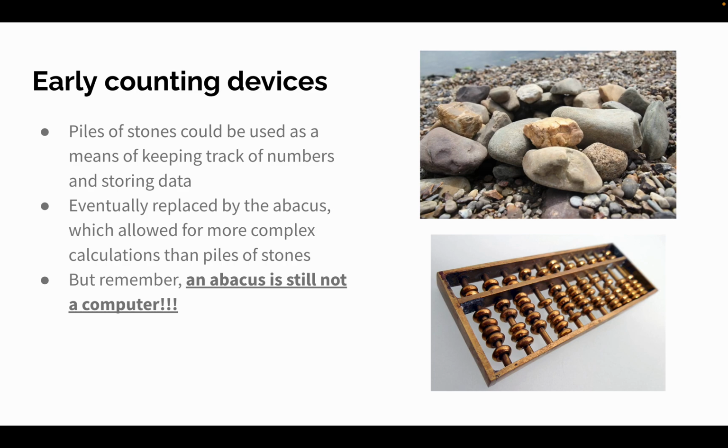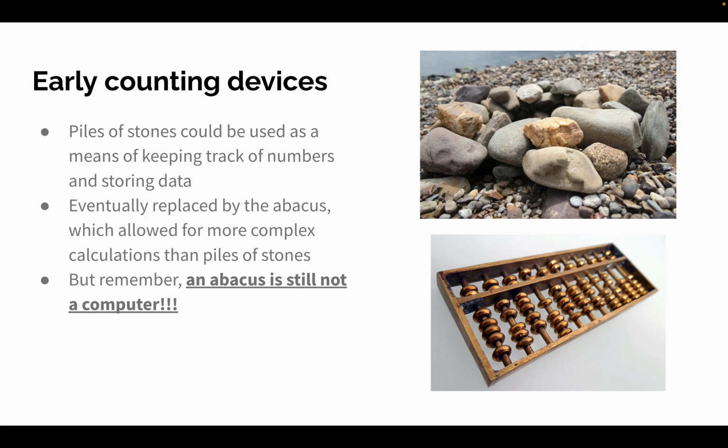A pile of stones could be used as a means of keeping track of numbers and storing data. If you had a neighbour that owed you 5 apples, you could take 5 stones and put them in a pile somewhere, and then if you wondered how many apples your neighbour owes you, you could just check the pile of stones. You'd see there are 5 stones here, so they owe me 5 apples. So it's a way of storing data. Obviously, we don't do that anymore.